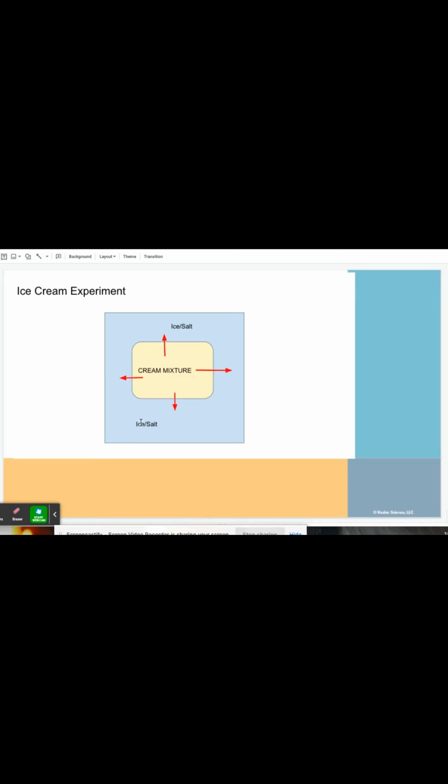In the ice cream mixture, again, we had the ice and salt on the outside in the large bag and the cream mixture on the inside. The salt, again, is lowering the freezing point for the ice and forcing this ice to absorb energy or steal it from the ice cream mixture. Since the ice cream mixture is losing energy, it starts to solidify and turn into ice cream.